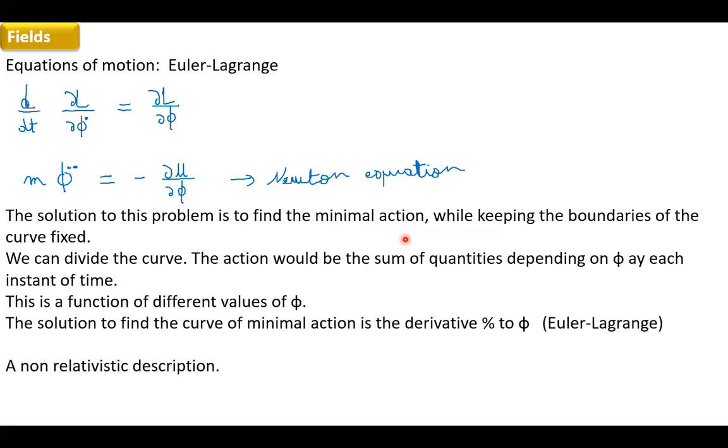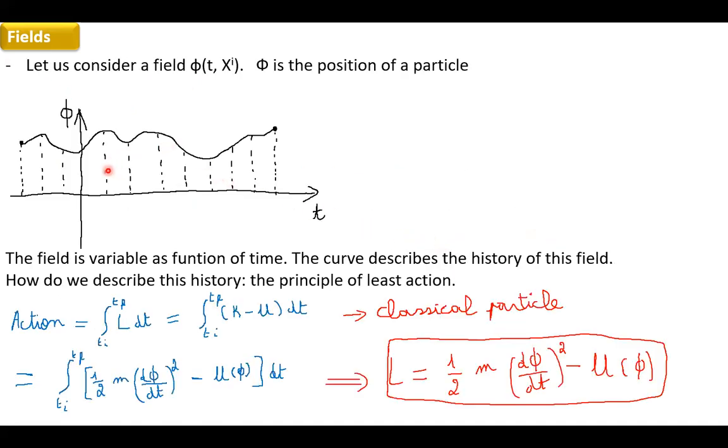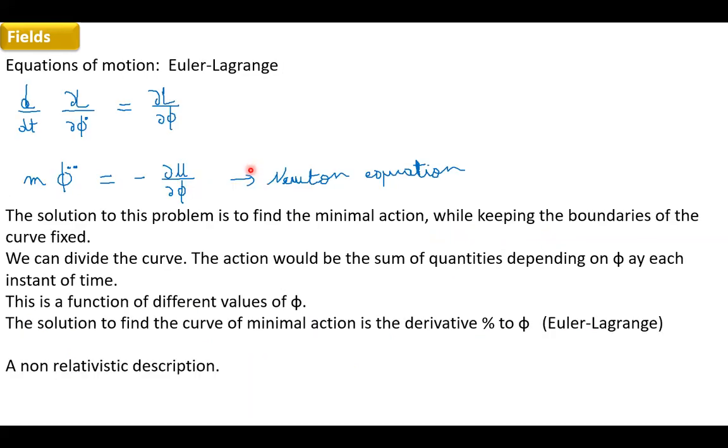So in classical mechanics, or in any type of mechanics, we need to keep the boundaries fixed. As you see in the previous slide, we have the two endpoints that are fixed, and we have the curve between the two points, that is the curve of least action, or minimal energy. So we need to keep the boundaries fixed, and we need to find the curve of the minimal action.